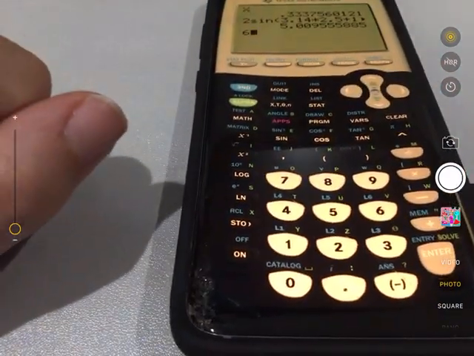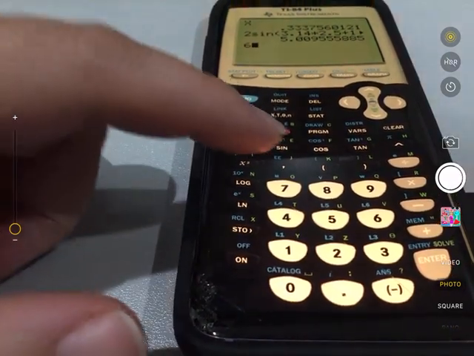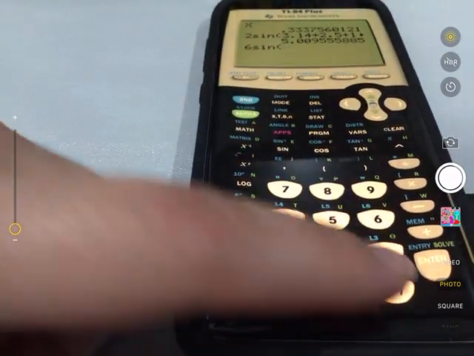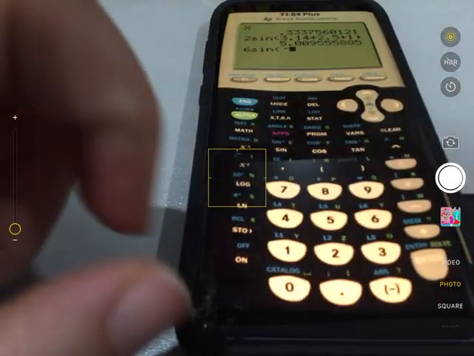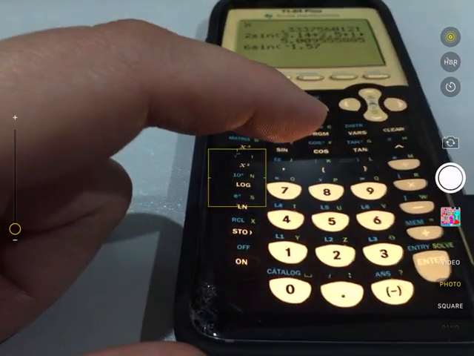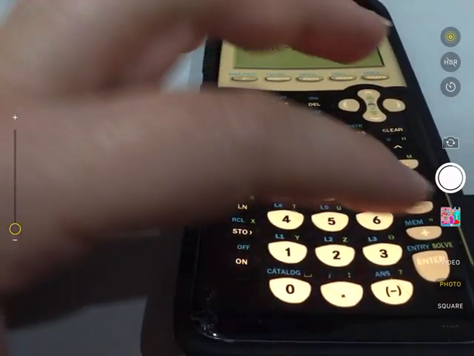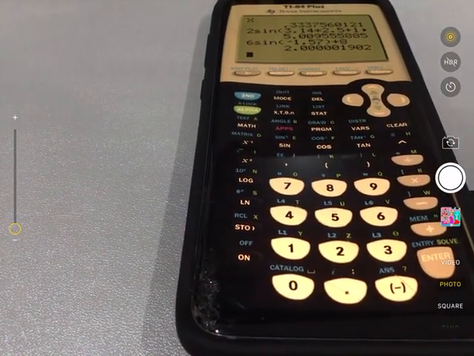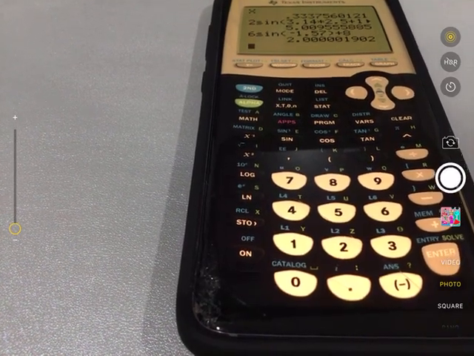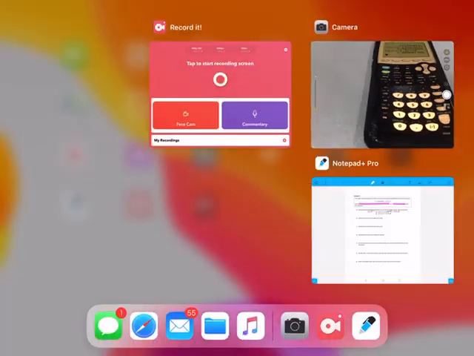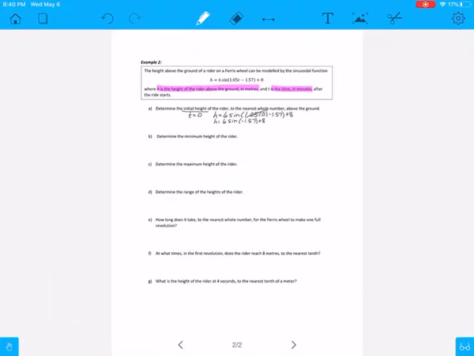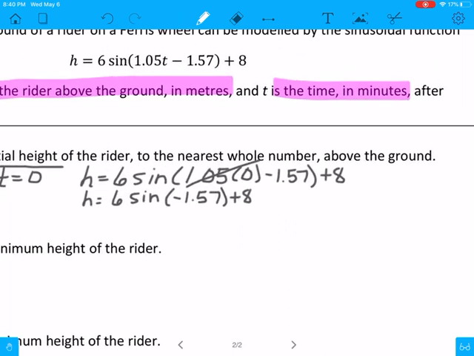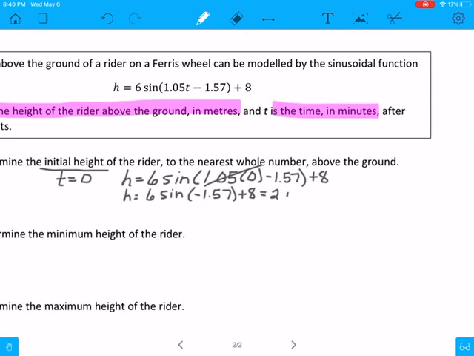Okay, sorry. I sidetracked. So we get 6 sine negative 1.57, negative, not subtraction, negative 1.57, bracket, plus 8. And you get 2.00000, whole lot of zeros. And it wants it to the nearest whole number, so that's no decimal places. So that equals 2. And the height is in meters, so 2 meters.